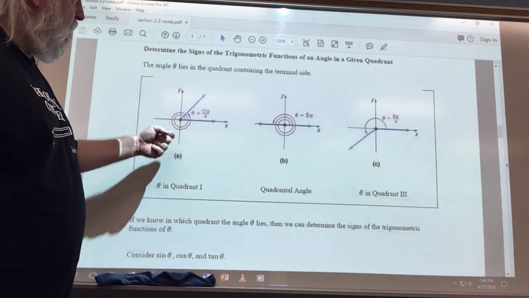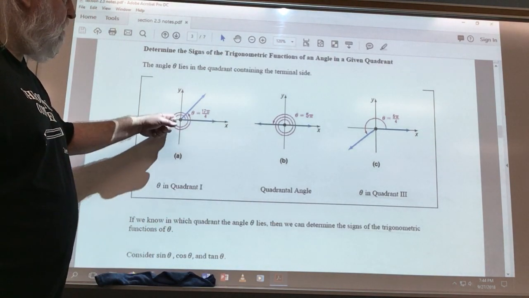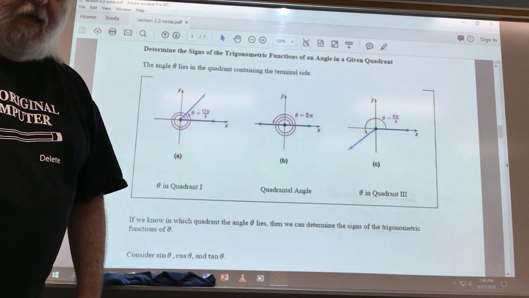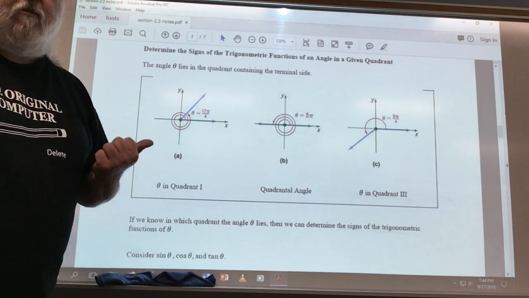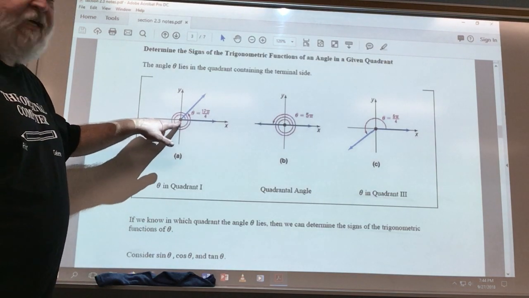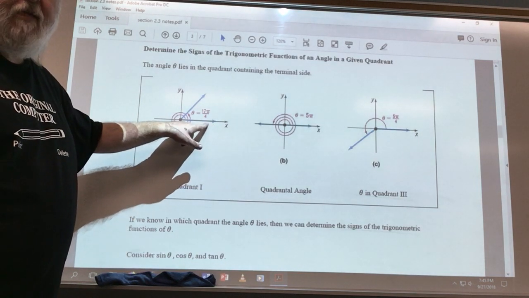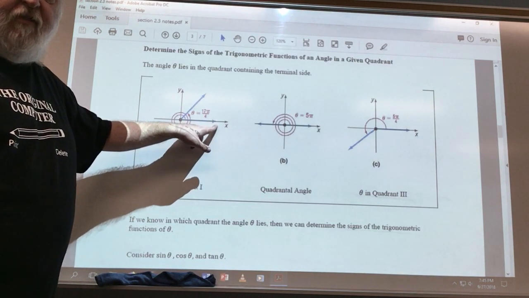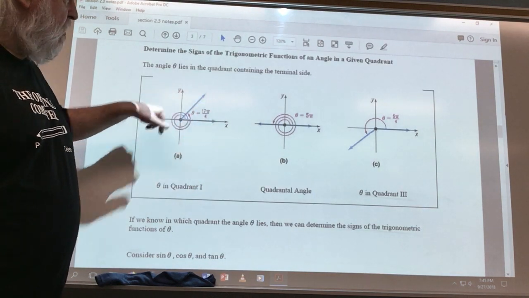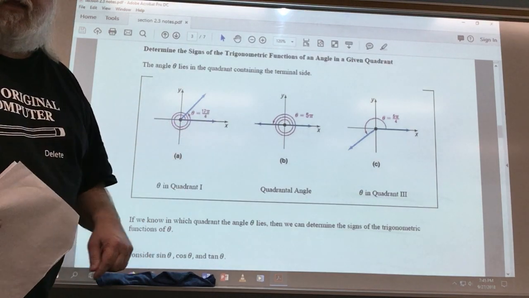And so here I have 3 examples of angles drawn in standard position in the coordinate plane. And remember, when an angle is drawn in standard position in the coordinate plane, the vertex is at the origin, the initial side of the angle is along the positive x-axis, and then the terminal side is somewhere in the coordinate plane.